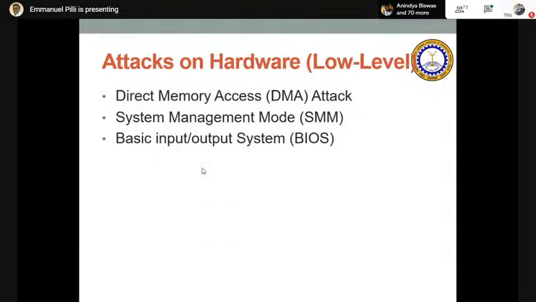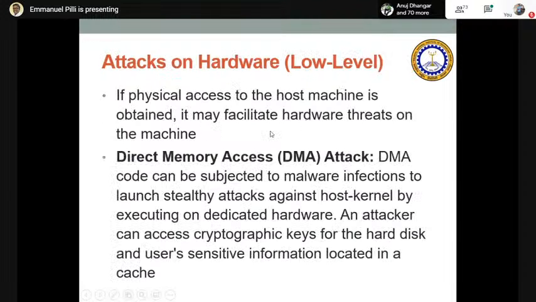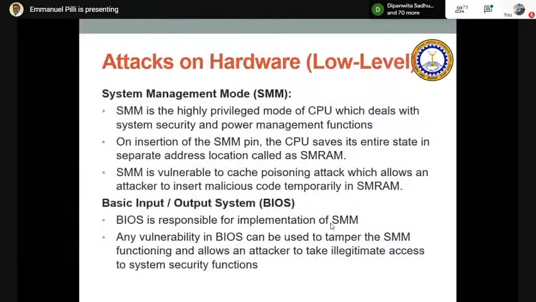The last aspect is the hardware level. So you have the DMA access, the system management mode, or the BIOS attack. DMA code can be subjected to malware infections by stealthy attacks which are launched. Then the attacker can access cryptographic keys for the hardware and user sensitive information located in the cache. So that's where the DMA kind of attacks can happen. SMM is a highly privileged mode of the CPU which deals with the security system and power management functions. But on insertion of an SMM pin, the CPU saves its entire state to a separate address location called SMRAM.